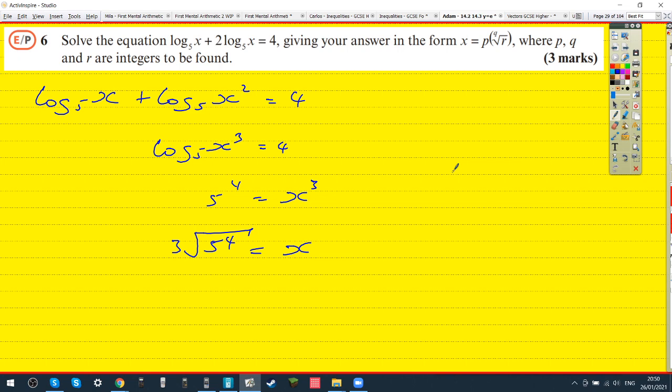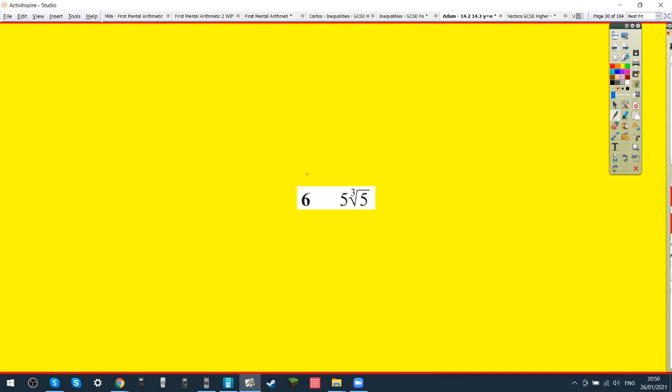So cube root of 5 to the 4. That gave me 8.54 and then a bunch of decimal numbers, so not an exact value. No, not an exact value. Hang on, before I look at the answer, this is log base 5 of x squared. When you multiply them, you get x cubed equals 4, 5 to the 4 equals x cubed. I don't see what we've done wrong.